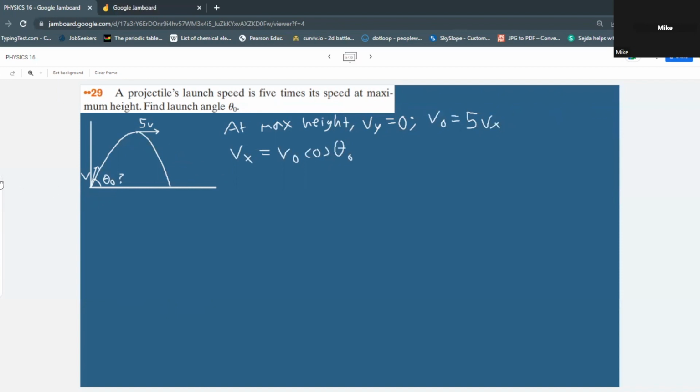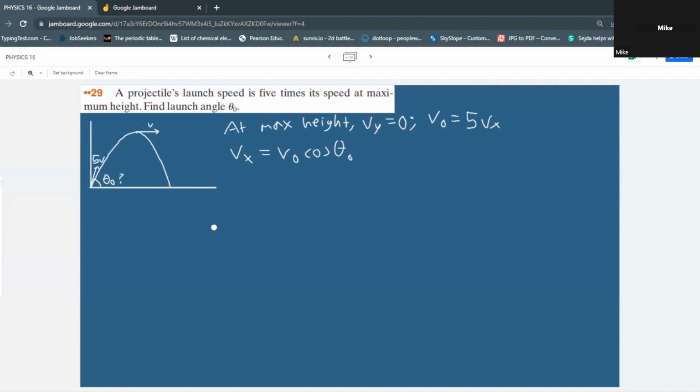Wait, V sub X is 5 V sub 0. At maximum height, tingnan mo. Wait, I made something wrong. It is impossible. The velocity was faster here. So this is 5V and this is V only.